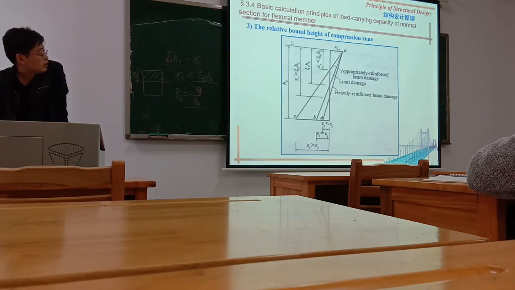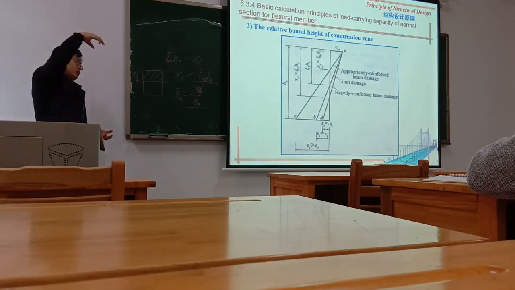So here, the total height is the effective height h0. h0 equals h minus as. And here, xc is the compression height. If the compression zone equals Kc B h0, that means it's the boundary condition.